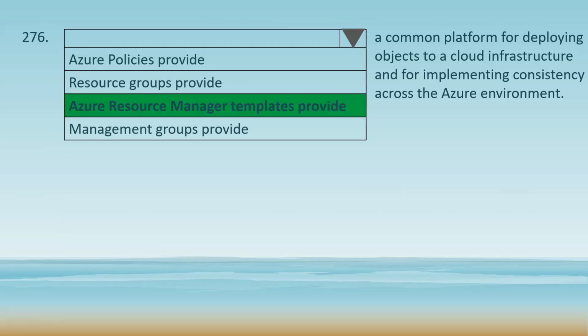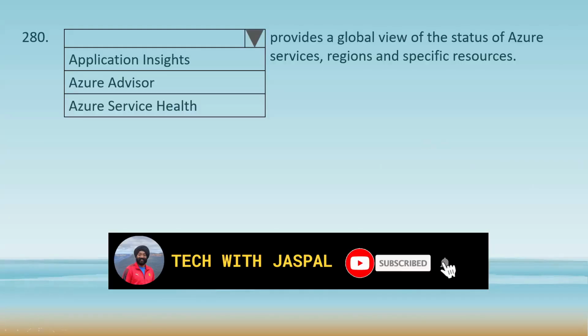Folks, you might be tempted to choose Azure Policies here, but Azure Policies are used to define rules for what can be deployed and how it should be deployed. While this can help in ensuring consistency, Azure Policies do not provide the common platform for deploying objects to a cloud infrastructure.